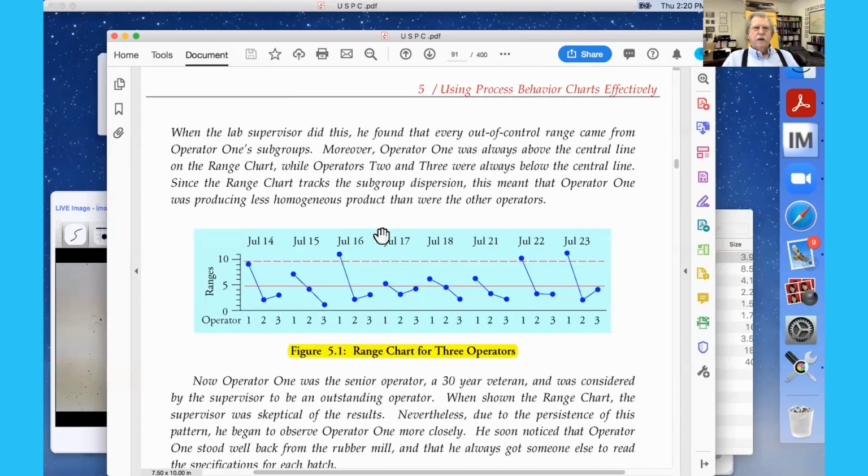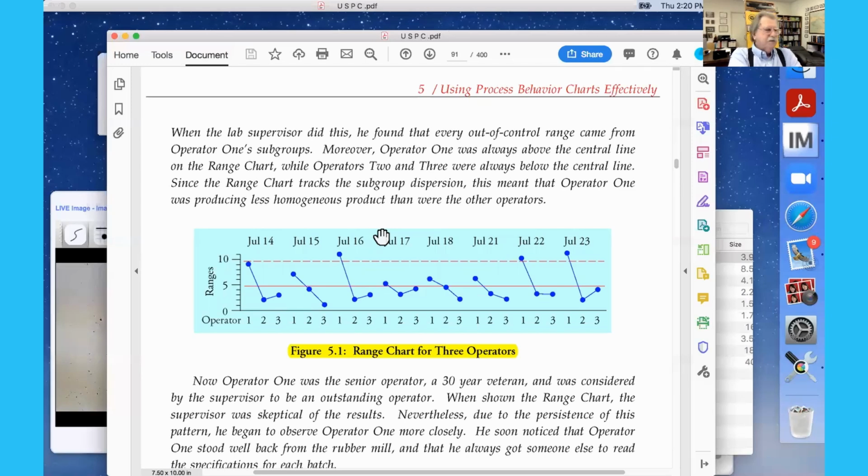Here on page 91, you have a range chart. 3 workers were mixing rubber, and they had samples from each worker, subgroup size 5. This is the range chart from the average and range chart. And they took it down and showed it to the supervisor. So you've got a problem with operator 1. You've got a high, low, low pattern that repeats itself 8 times in a row here. Find out what's going on with operator 1.